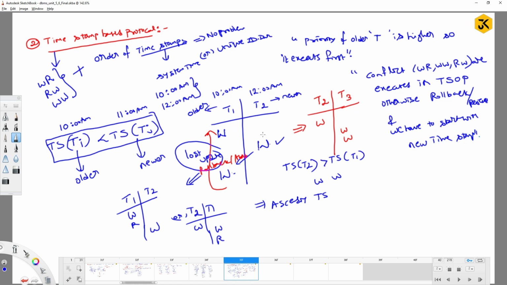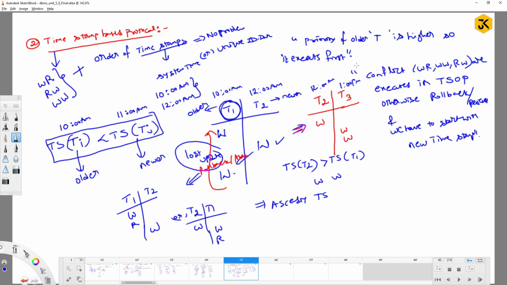Am I right or not? Here, as T1 is trying to get some kind of conflict operation with respect to timestamp, I started again with a new timestamp for T1. But what about T2? T2 is 12 AM only. T3 is something like 1 PM. This is what is called a timestamp ordering protocol, right?